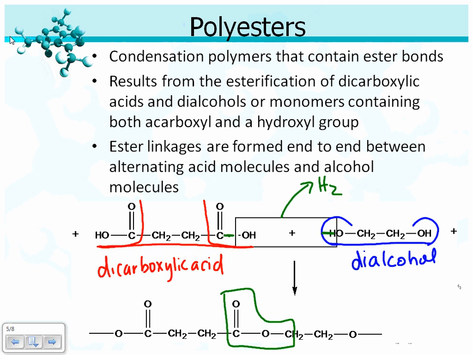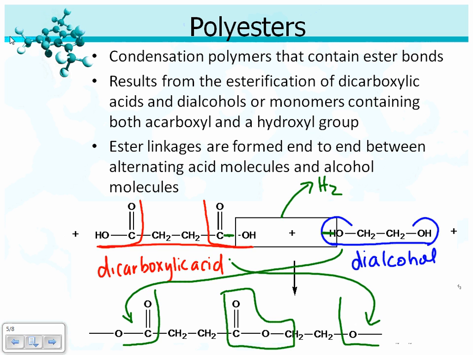Okay? So now what you end up with is a molecule that has a carboxylic acid on one end, and this is technically an alcohol on the other end. So if we get another molecule, say another dicarboxylic acid, and add it over here, we can make another ester bond. If we get another dialcohol and put it over with the carboxylic acid again, we can make another ester. So that's how these molecules get bigger and bigger.